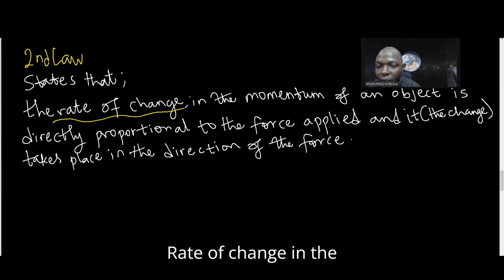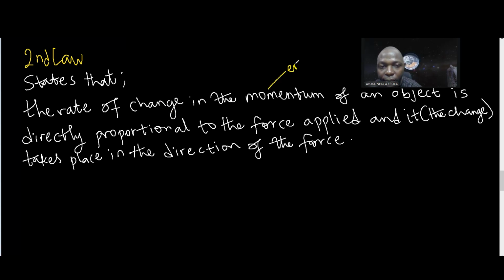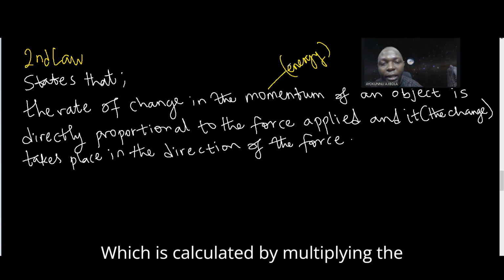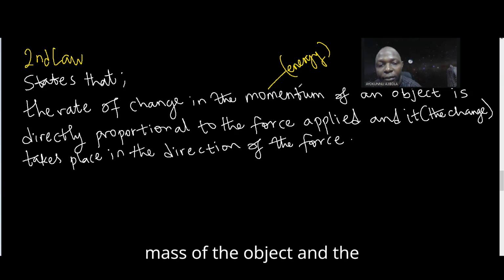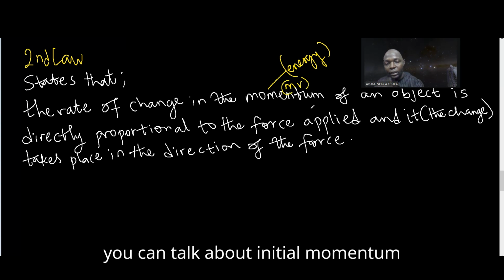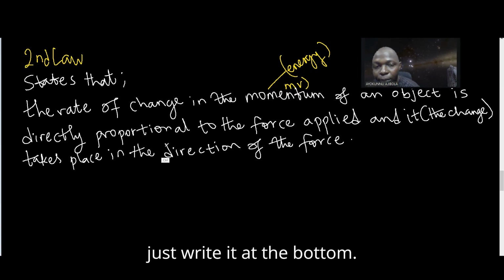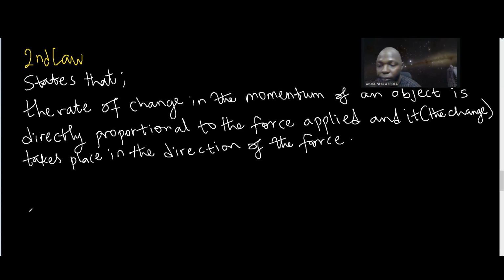Rate of change in the momentum. Momentum means energy, which is calculated by multiplying the mass of the object and the velocity of the object. That's why you can talk about initial momentum and final momentum. Let me just write it at the bottom.